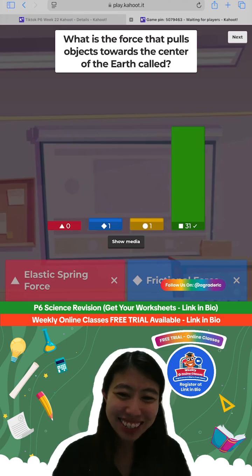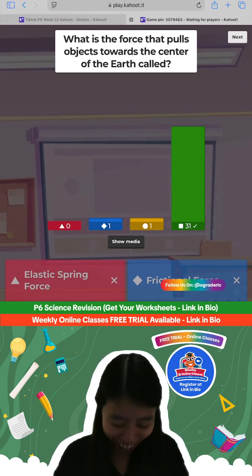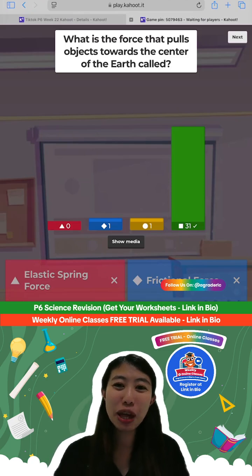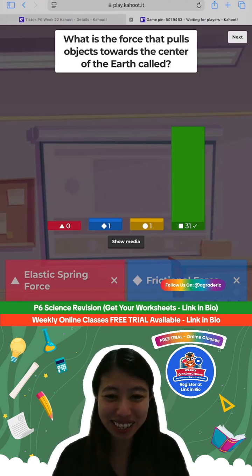You are so cheeky. This one is easy, okay? Gravitational force is a force that pulls all objects towards the center of the earth. Alright?